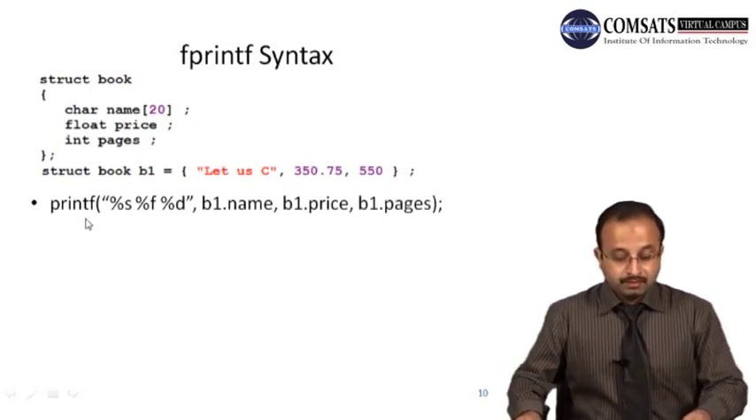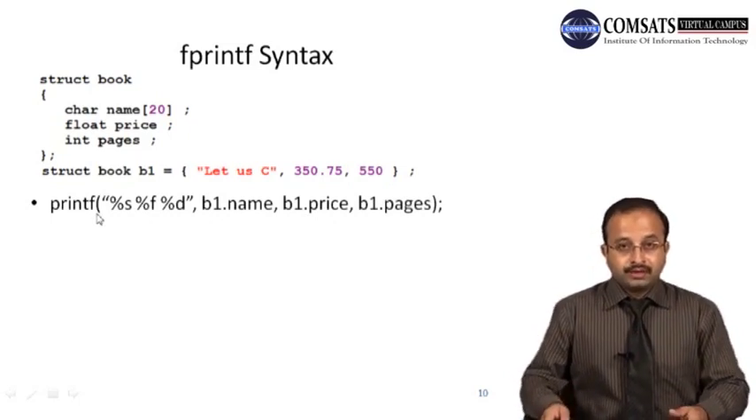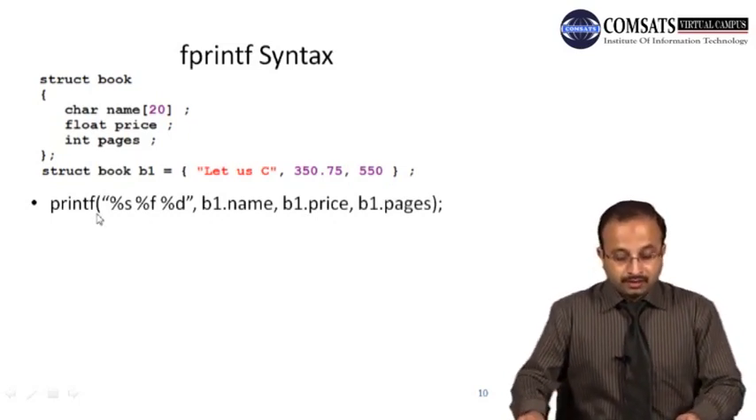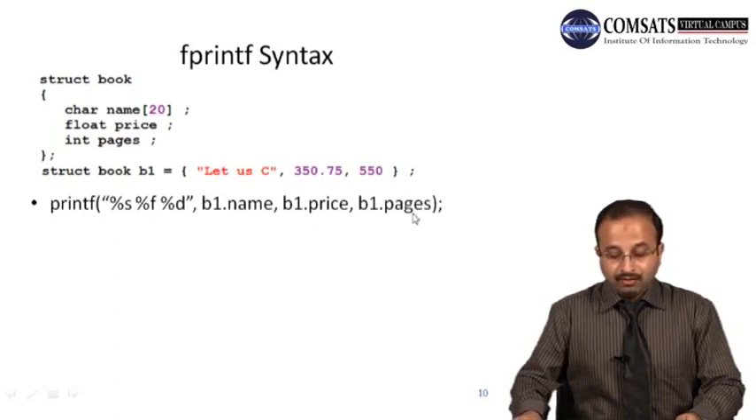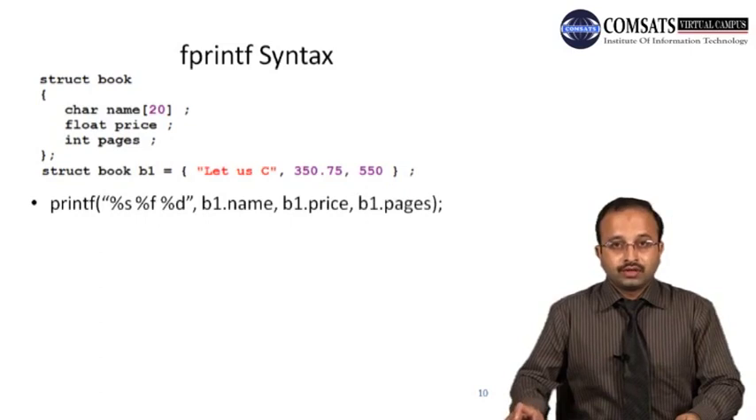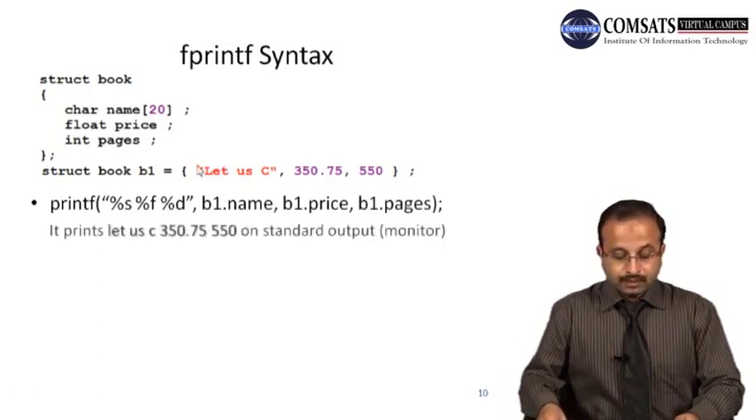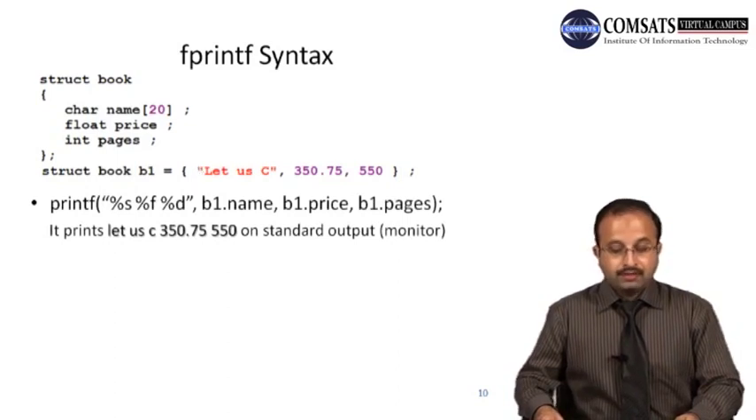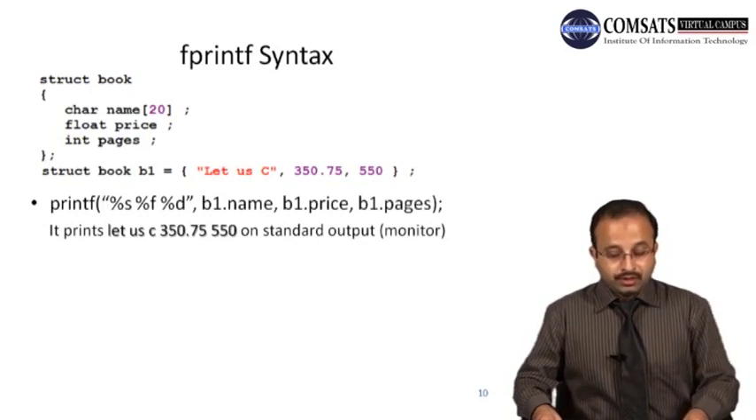So this is the usual mechanism, and the printf function prints or displays the contents that are in the double quotes, बल्कि %s, %f और %d की जगह इन variables की value आ जाएगी, and it prints those values on the standard output, that is the monitor. So that is the purpose of the printf function. So it prints, let us see, 350.75 and 550 on the standard output, that is the monitor.